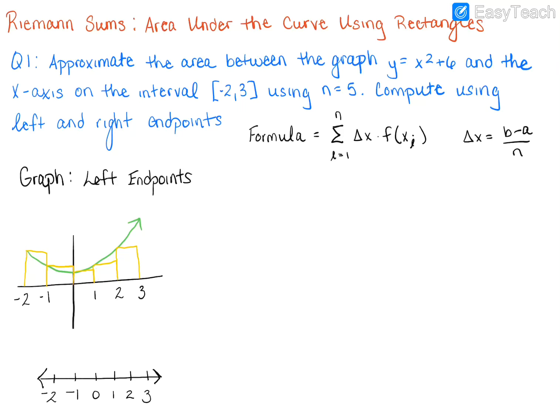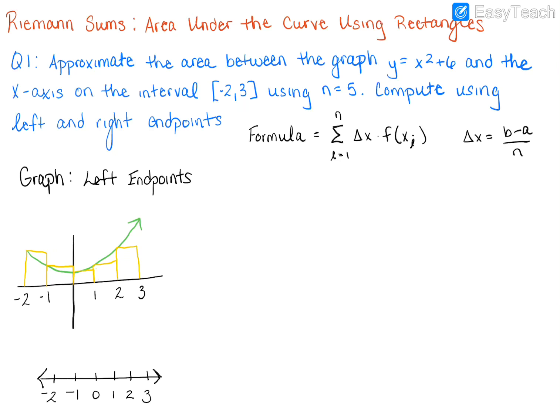Today we're going to be reviewing Riemann sums. In this case, we're going to be finding the area under the curve using rectangles. The question might look like: approximate the area between the graph y equals x squared plus 6 and the x-axis on the interval of -2 to 3 using n equals 5. Compute using left and right endpoints.